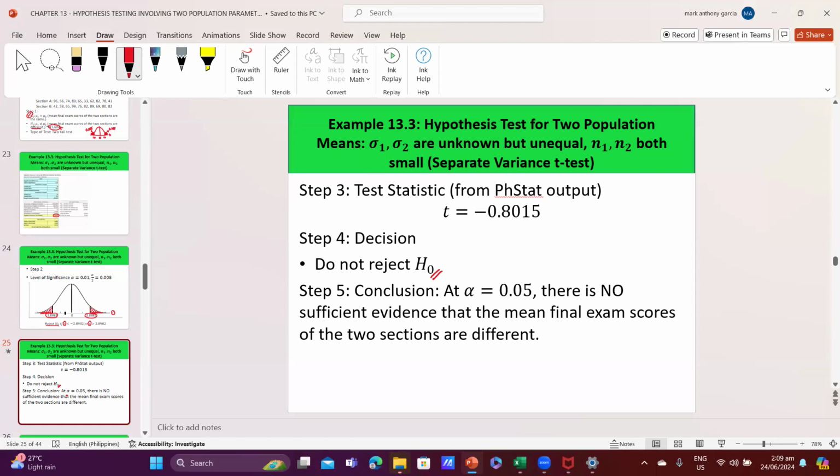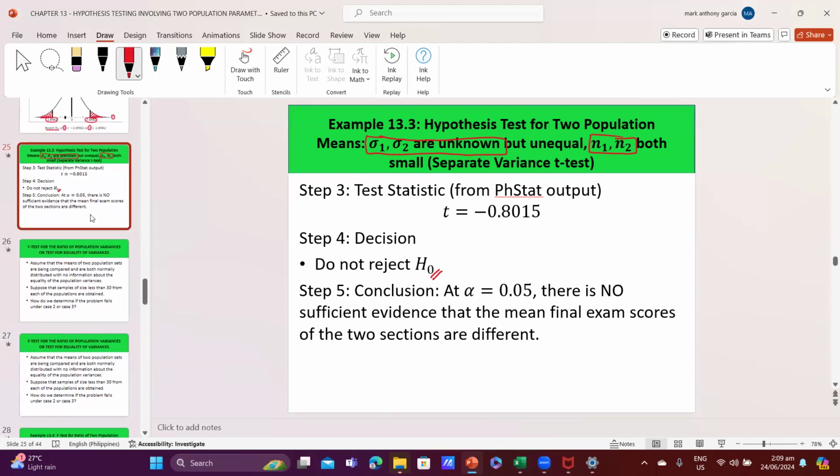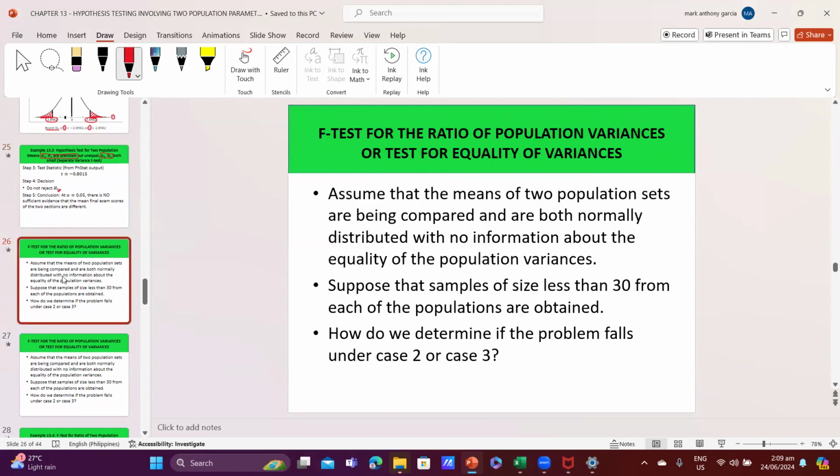So suppose that we only know that sigma 1 and sigma 2 are unknown and the sample sizes are both less than 30. So in order to identify if the case would be a pooled variance t-test or a separate variance t-test, we shall do an additional test to identify the correct case. That test is called the F-test for the ratio of population variances, or the test for equality of variances.